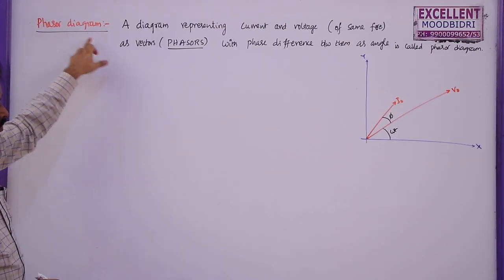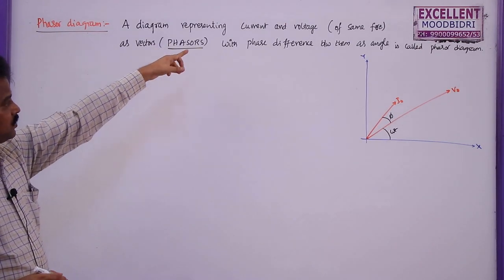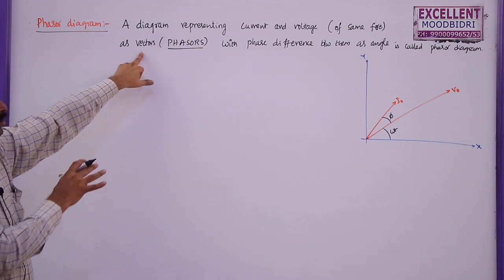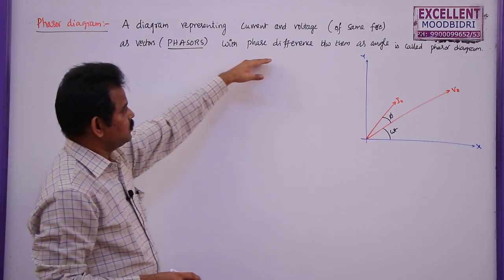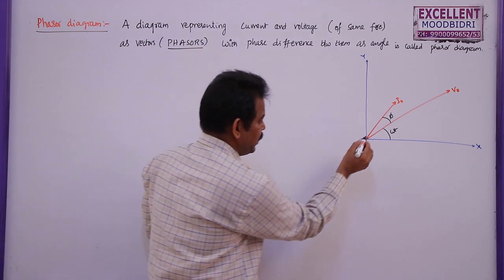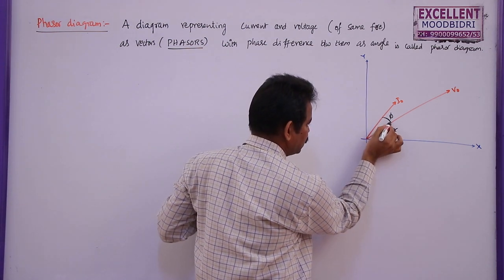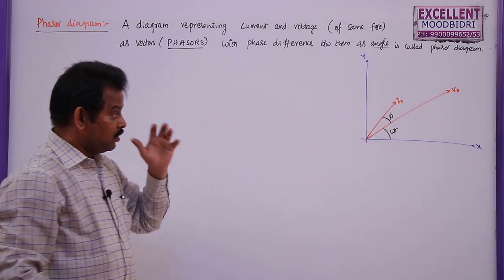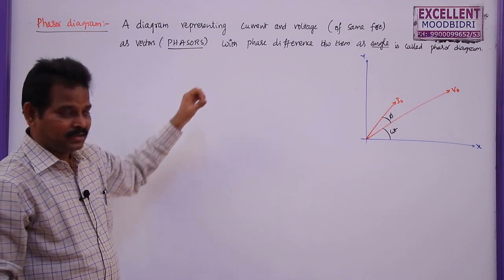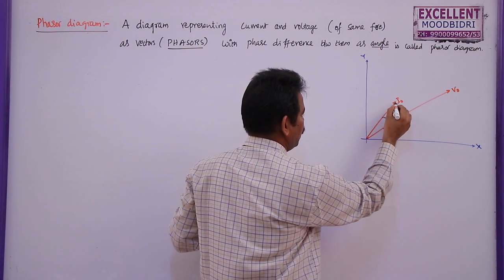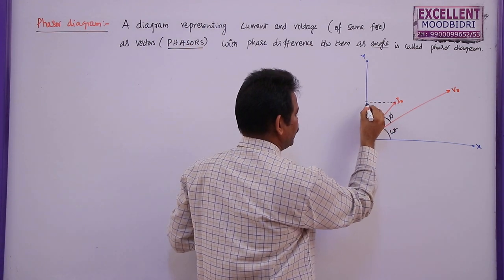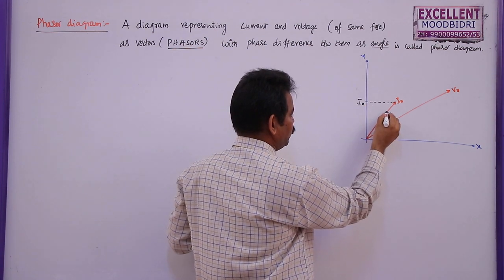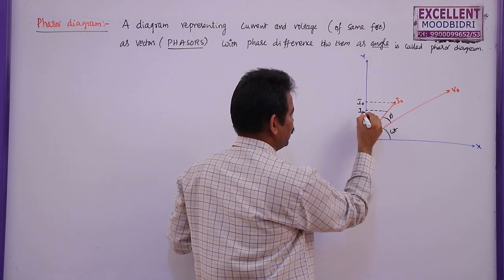Phasor diagram: a diagram that represents the current and voltage of the same frequency as vectors. We call them phasors, with the phase difference between them as an angle. The angle between voltage and current is represented by phi, and this is called a phasor diagram. The projection on the y-axis gives the instantaneous value. If you project this, this is the instantaneous value, this is I naught, and similarly if you want to find the value here, this is I1.